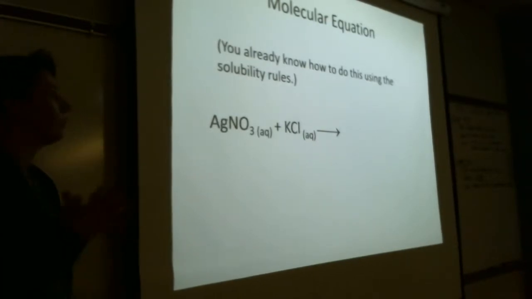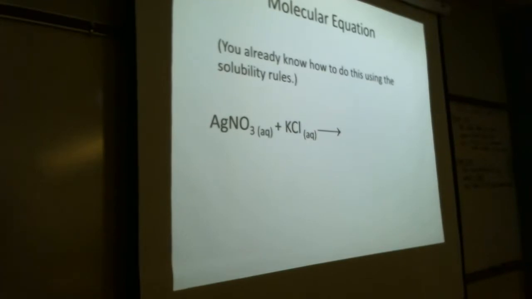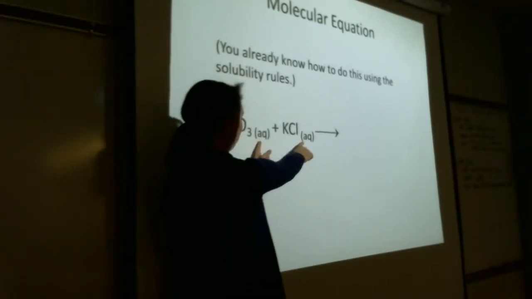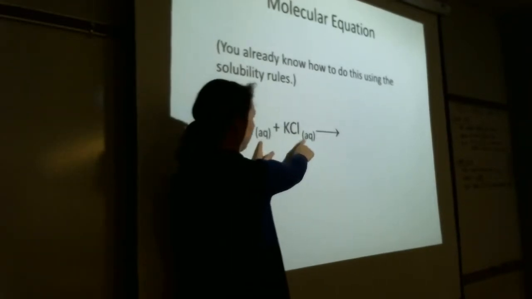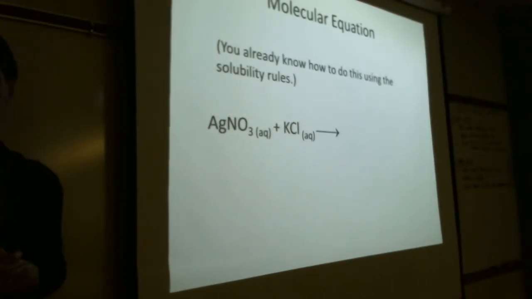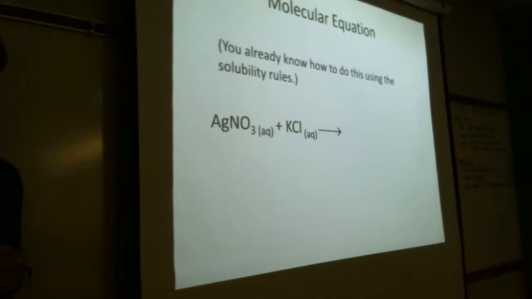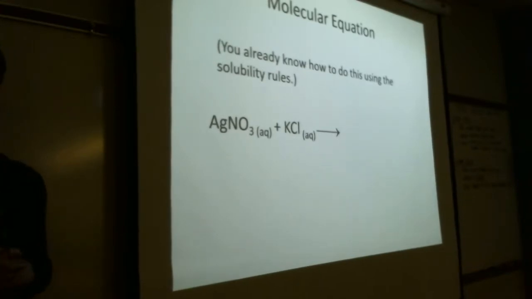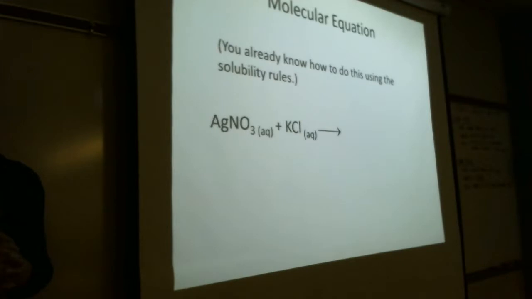So we write our two reactants. Problem tells me it's silver 1 nitrate, potassium chloride, and that they're solutions. That's why the subscripts are AQ, right? Problem tells me that they are solutions. So aqueous is the subscript. Now what kind of reaction is this? Synthesis, decomposition, combustion. What is it?